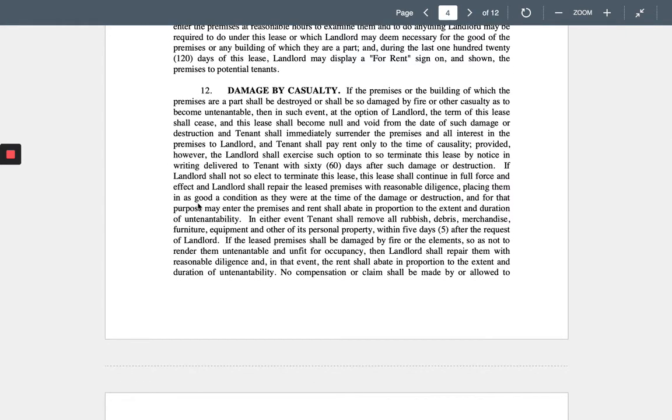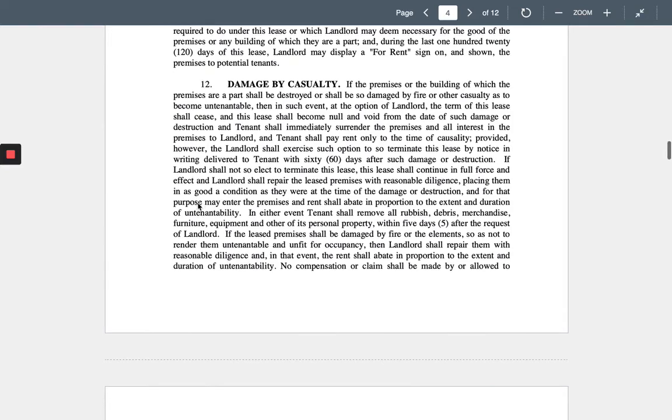Damage by casualty. If the premises or the building of which the premises are a part shall be destroyed or shall be so damaged by fire or other casualty as to become untenable, then in such event, at the option of the landlord, the term of this lease shall cease. So if something happens that damages that building to where you cannot conduct business in it, then that's pretty much going to end this lease.